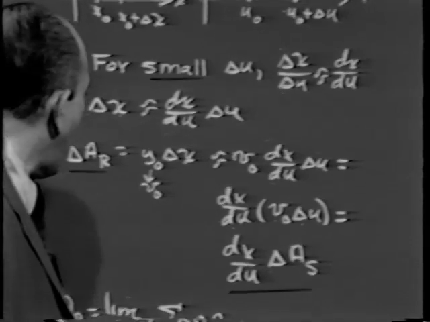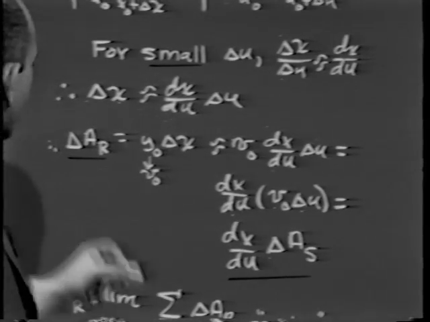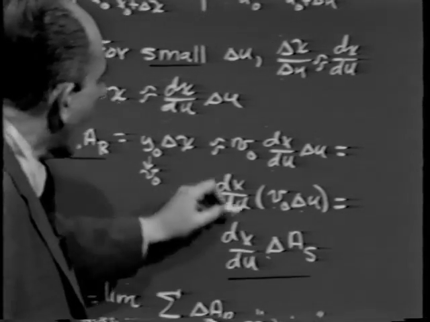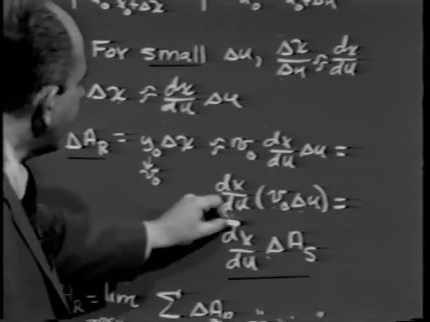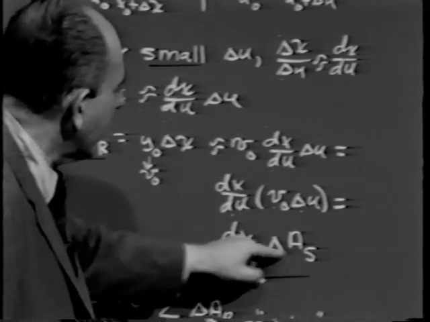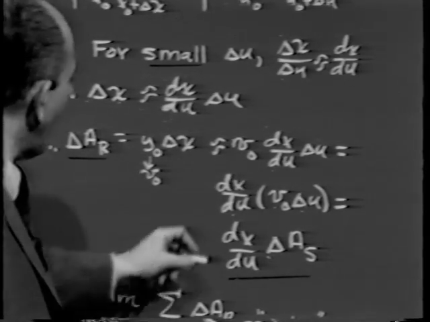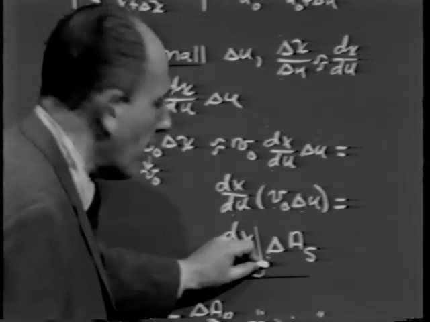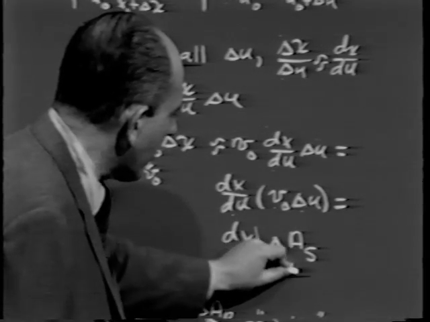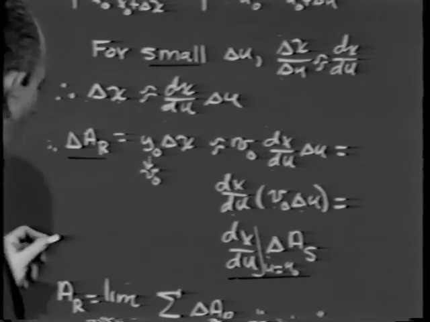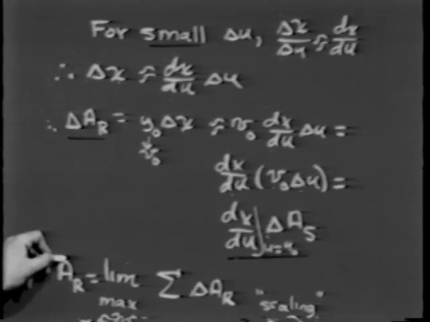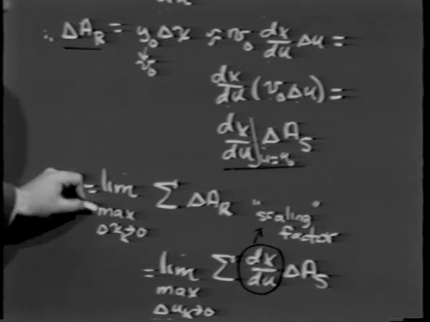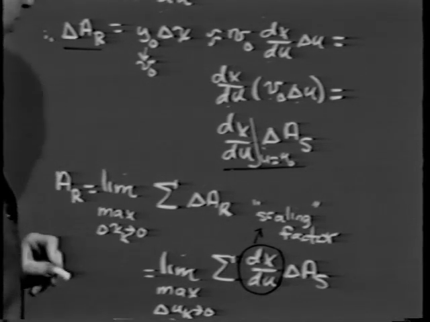Let me therefore group these two factors together, noticing that v sub 0 delta u is delta A sub S. And I now have the very interesting result that delta A sub R is not delta A sub S, but the correction factor is what? It's dx/du multiplying delta A sub S, where, for the sake of argument over a small enough strip, let me assume that I've chosen dx/du to be evaluated at u equals u0. At any rate, to find all of the area of region R, we want to add up all of these delta A sub R's as the maximum delta x sub k goes to 0.